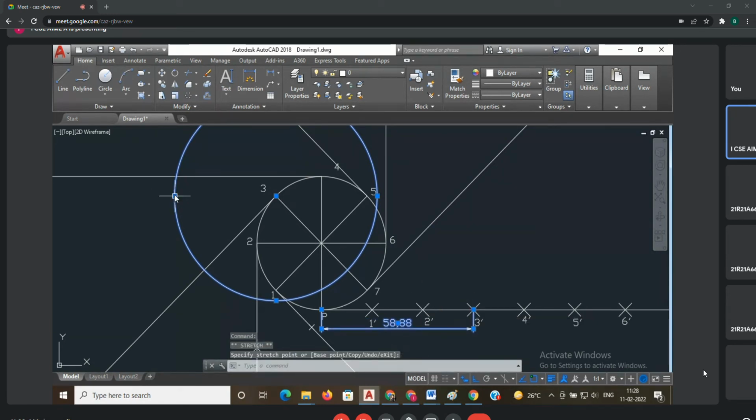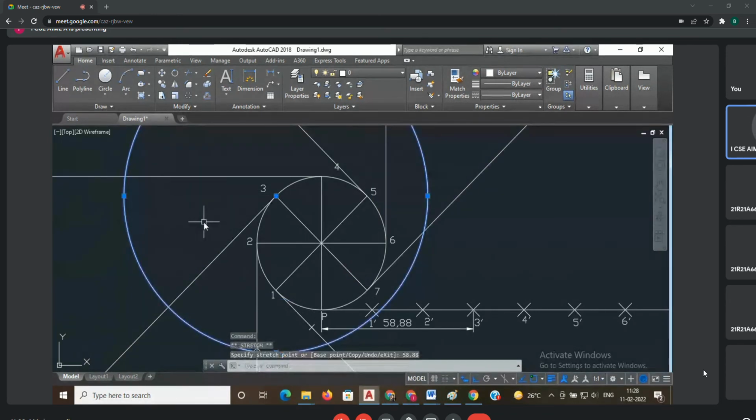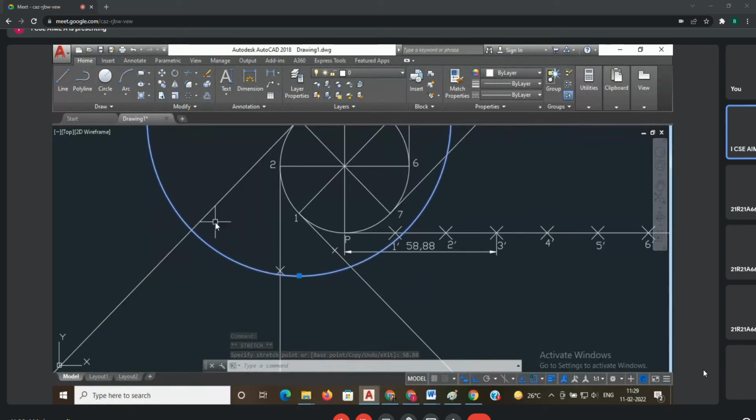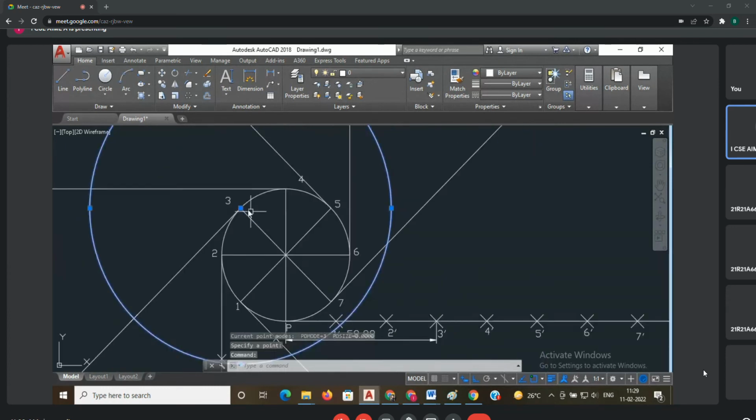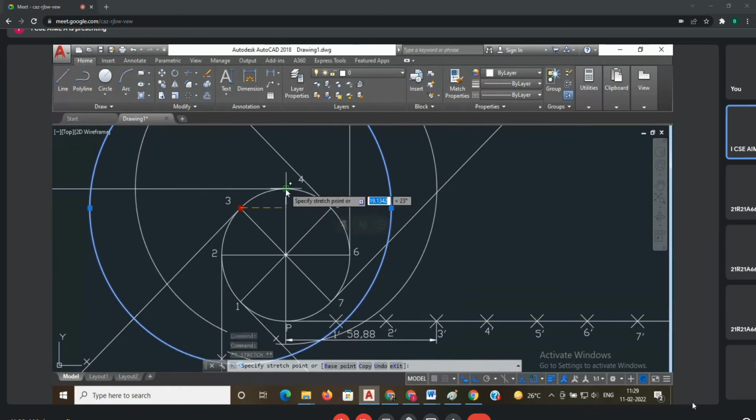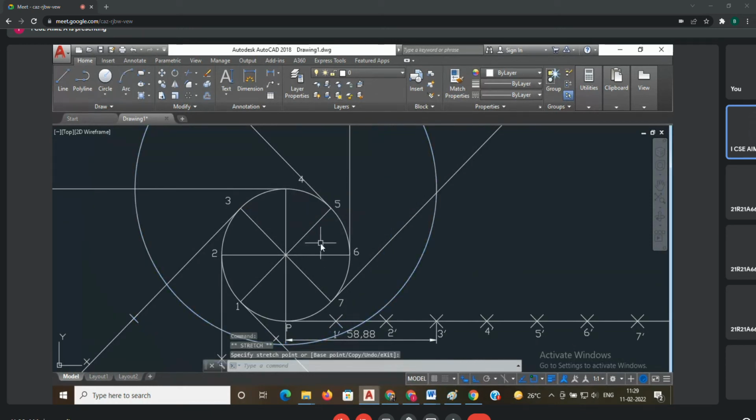58.88. Now select the circle. Okay, just click it and move right side and give the value. 58.88. Okay, done. Now this third point. Where is the third point? Here. Make the point. Now this is the point. Again, shift the center from 3 to 4. Same way. And again, you have to change the radius. How much now? P4 dash. You have to take P4 dash.